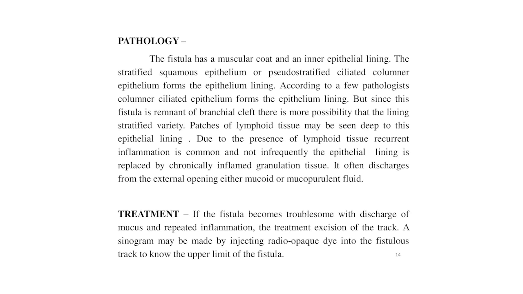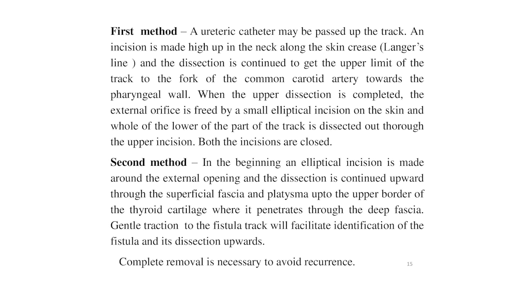Now the treatment of the branchial fistula. If the fistula becomes troublesome with discharge of mucus and repeated inflammation, the treatment is excision of the fistula tract. A sinogram may be made by injecting radio-opaque dye into the fistula tract to know the upper limit of the fistula. First method: a ureteric catheter may be passed up the tract, and an incision is made high up in the neck along the skin crease, that is the Langer's line, and the dissection is continued to get the upper limit of the tract to the fork of the common carotid artery toward the pharyngeal wall.